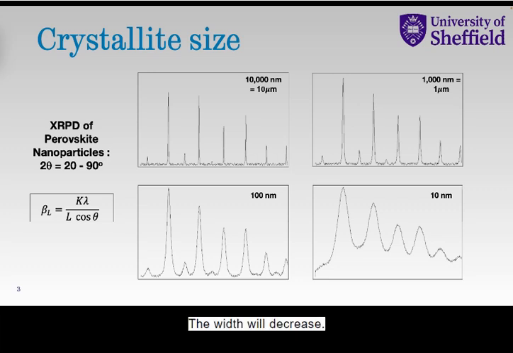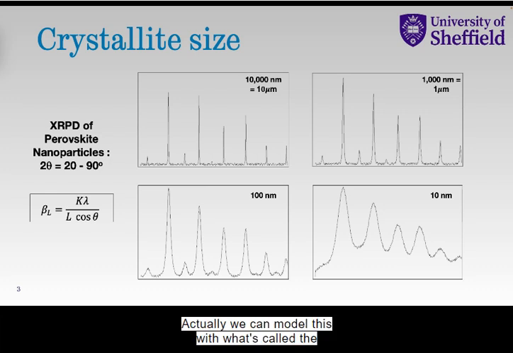the width will decrease. So what we can see here on the screen is an example of how if we go from a very small crystallite to a very large crystallite, we get gradual narrowing of those peaks. So in the bottom right, we've got a very small crystallite, only 10 nanometers, and we've got very broad diffraction peaks. Whereas in the top left, we've got very large crystallites on the scale of 10 microns, and now we've got very sharp diffraction peaks.